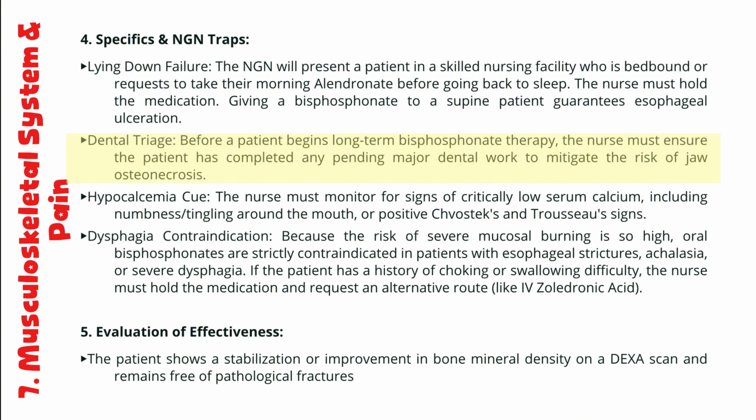Watch for numbness around the mouth or positive Chvostek's and Trousseau signs, hypocalcemia. And oral bisphosphonates are contraindicated in esophageal strictures, achalasia, or severe dysphagia. Those patients need IV zoledronic acid instead.